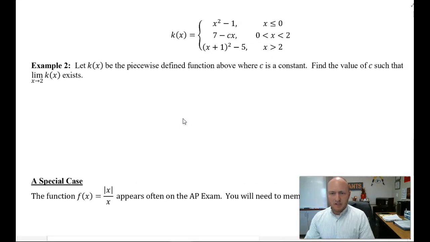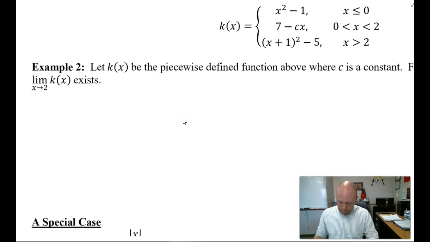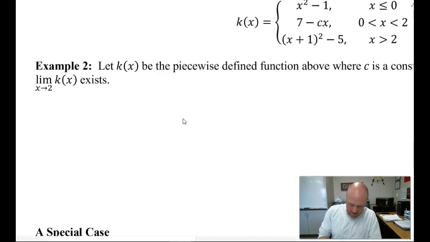Example number 2. Let k of x be the piecewise function defined above where c is a constant. So it's just some constant number. Don't get thrown off by c. It's just some variable. Find the value of c such that the limit of k of x as x approaches 2 exists. Okay, so I'm going to use this function, and they tell us that the limit as x approaches 2 exists.